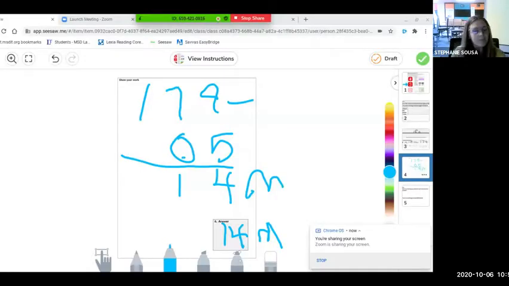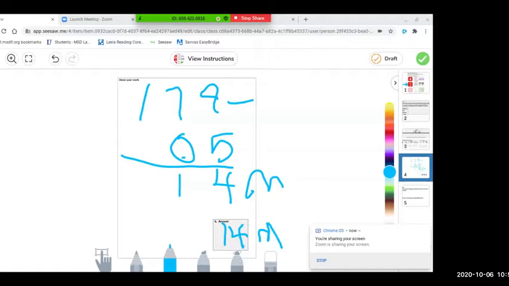Let's see here, I'm going to click on another person. So we've seen a drawing as a strategy. Let's go with Levin. Levin, go ahead and share your screen with us. Awesome, Levin, so explain. So I did 179 minus 65. 9 minus 5 equals 4, and 7 minus 6 equals 1. And then that's 14 meters.